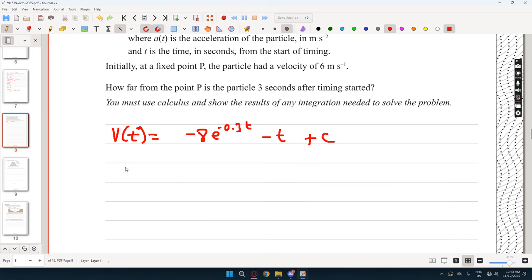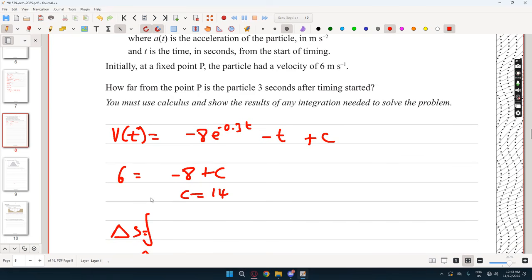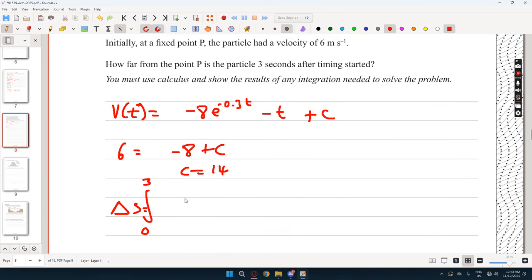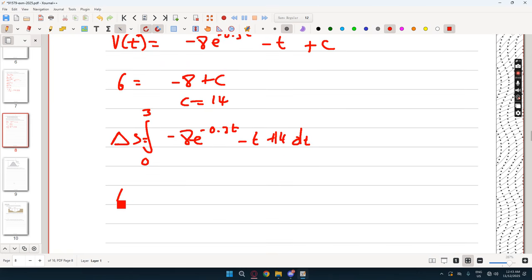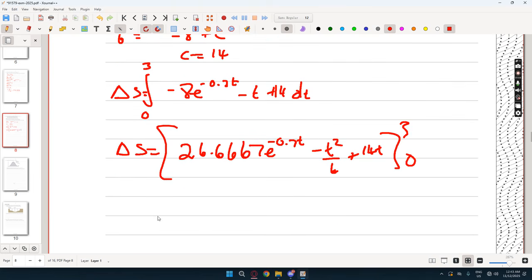Plus c. 6 equals, that's 0, so minus 8 plus c, so c equals 14. Okay, the change in the displacement is the integral from 0 to 3 seconds of the velocity, which is minus 8 e to the minus 0.3t minus t plus 14 dt. So delta s is equal to 8 divided by 0.3, which is 26.6667 e to the minus 0.3t minus t squared on 2 plus 14t from 3 to 0.